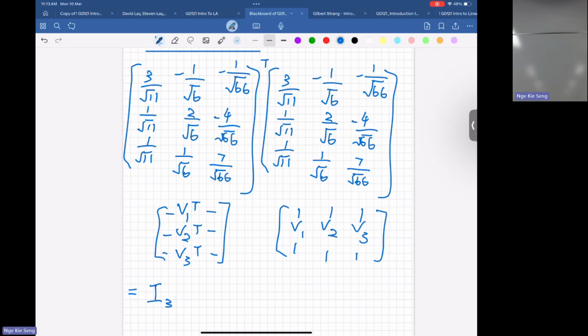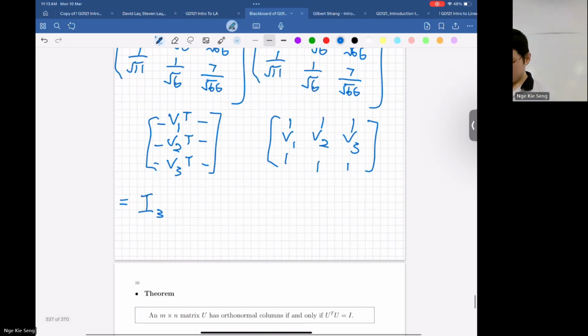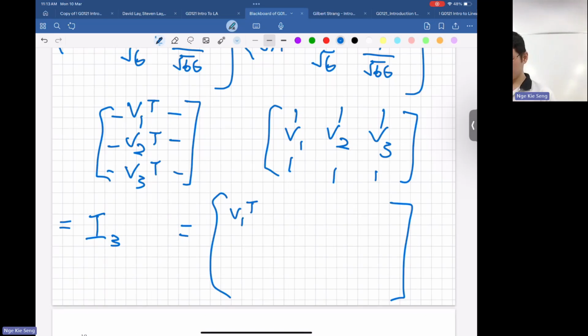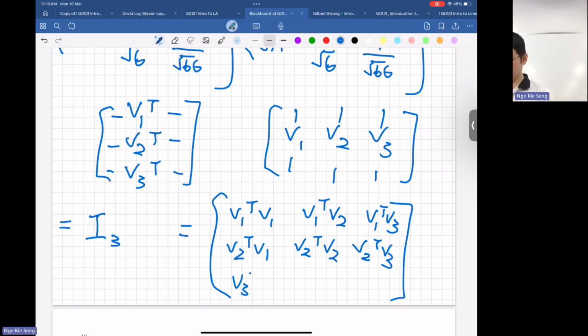Okay, but how do you do matrix multiplication? Exactly, you are doing row times column. So what are the terms we are getting here? We are getting V1T times V1, V1T V2, V1T V3, V2T V1, V2T V2, V2T V3, and then V3T V1, V3T V2, and V3T V3.